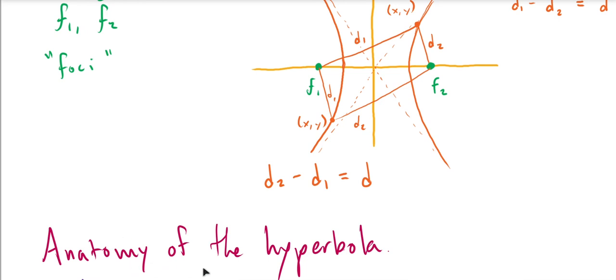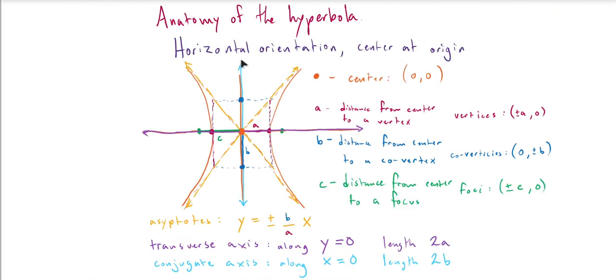Let's break down a little bit of the anatomy of the hyperbola. First, let's look at one with horizontal orientation and a center at the origin. When we speak of the orientation of a hyperbola, we're talking about the positioning of the vertices and the foci. They will lie along a common line, which cuts this orange hyperbola into 2 pieces.